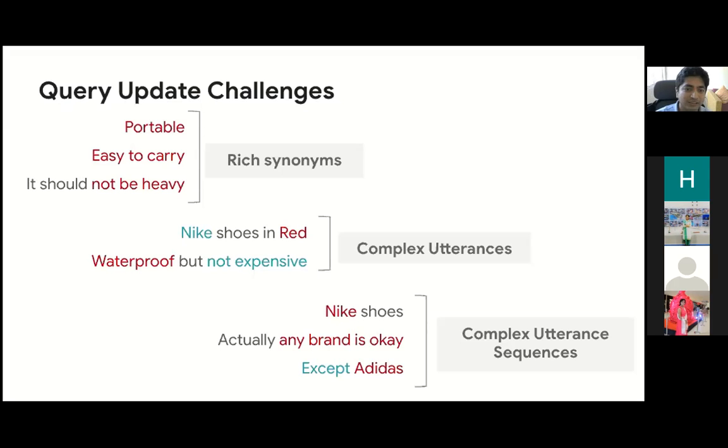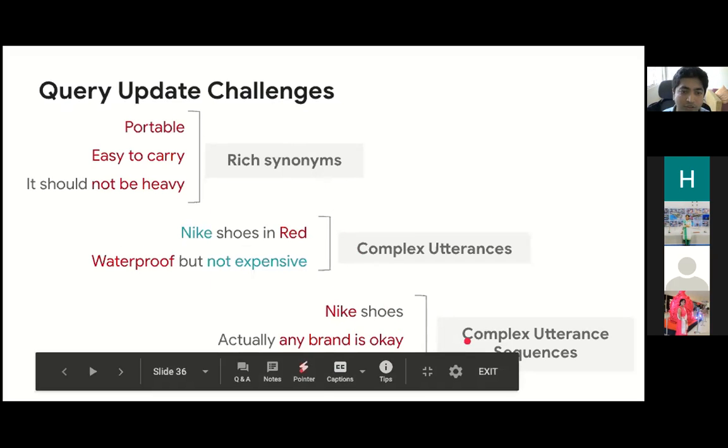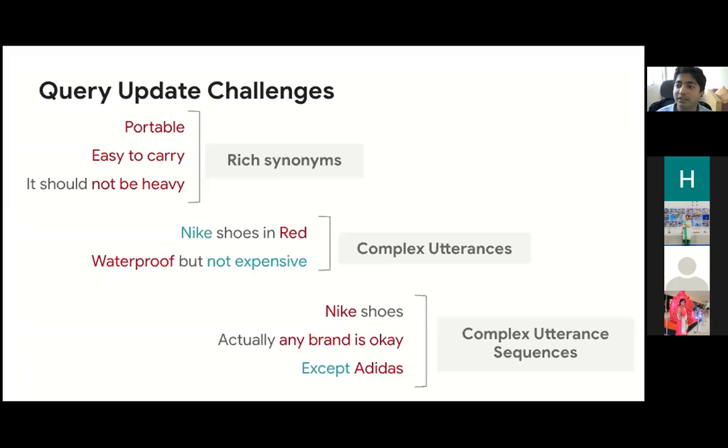The second challenge that we face is that these utterances can get arbitrarily complex, right? So, Nike shoes in red, waterproof but not expensive. This is in some sense a composition of the operations that I mentioned, and these can get very big. The cricket example that I gave earlier in the presentation, like how many runs did Virat Kohli score in 2018 against Australia, can become complex. And in a conversation, it's not just complex sentences, but complex sentences coming one after the other, right? So we need to keep track of context across them.